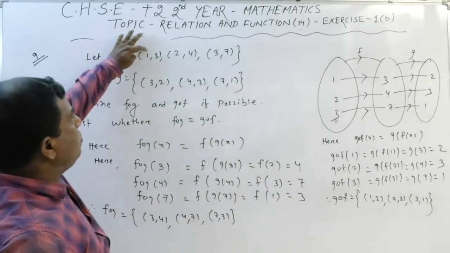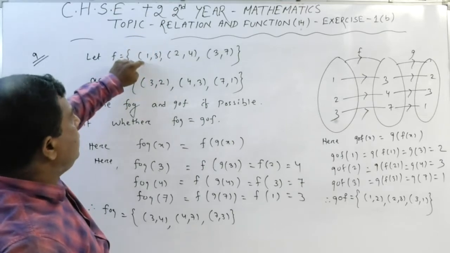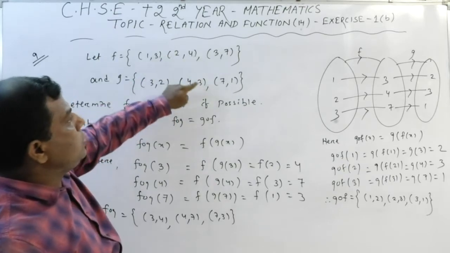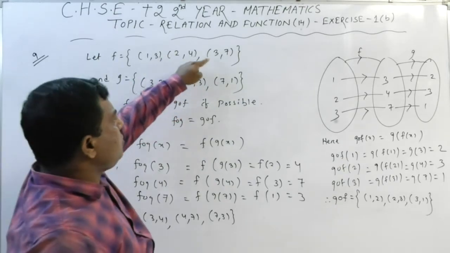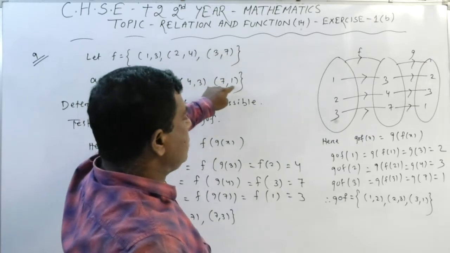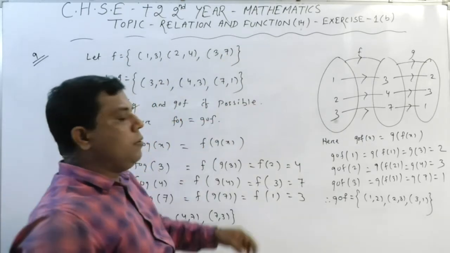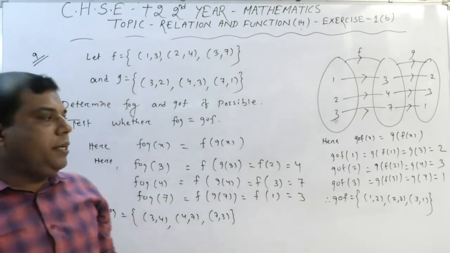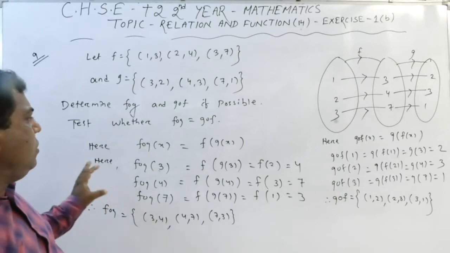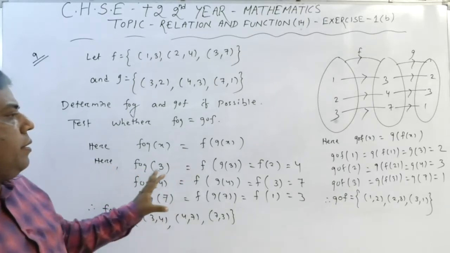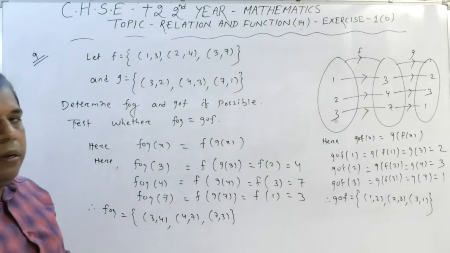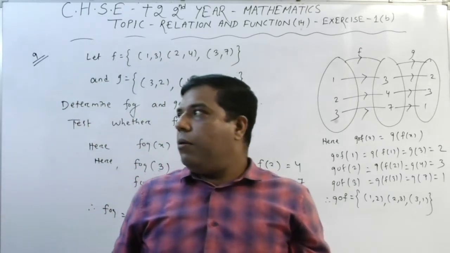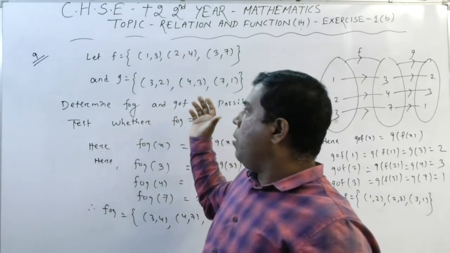g∘f means 1 is converting to 3, 3 is converting to 2, so 1 is converting to 2. 2 is converting to 4, 4 is converting to 3, so 2 is indirectly converting to 3. 3 is converting to 7, 7 is converting to 1, so it is 3, 1. In this way our g∘f function is defined. So this is concerned with the composition of functions. Clear? I hope you are learning the concepts of composition from here also.